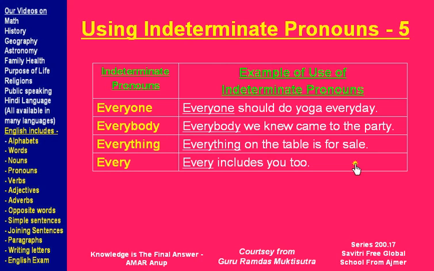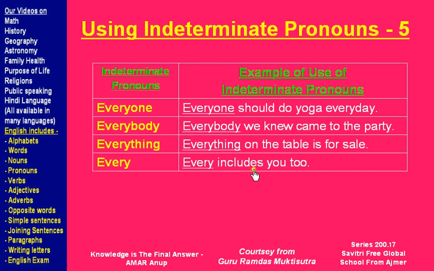Every includes you too. So here, when we say everybody should do yoga every day, the meaning is clear. We are not saying again that teachers should do yoga or students should do yoga or the male should do yoga or female should do yoga. We are saying everyone. So everyone is the word which is replacing everybody's name. So it is an indeterminate pronoun because it is not exactly telling who, but it is telling everyone. Same way, everybody is just another form of everyone.